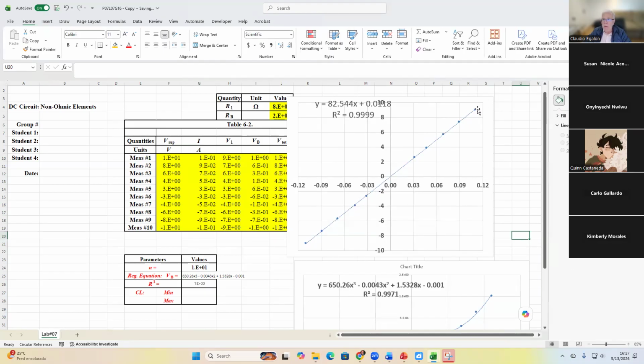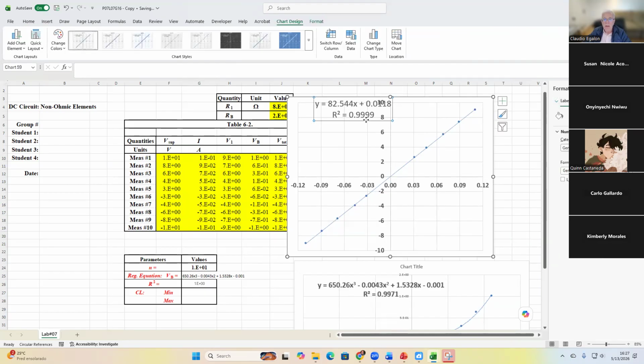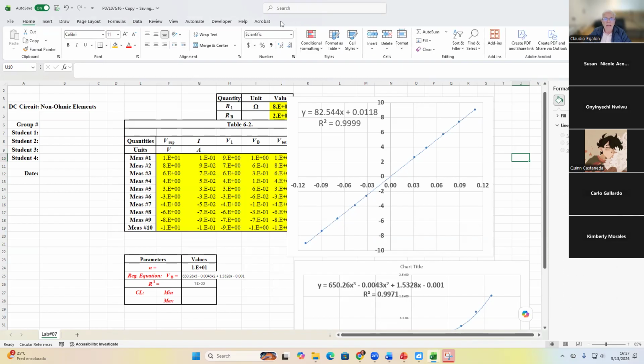Okay, and now we optimize the graph space so you do not have this big blank area, right? What else do we have to do? Well, now we have chart design. Click the chart and watch what happened there. Chart design. I'm going to unclick the chart, and that option for chart design disappears, right?